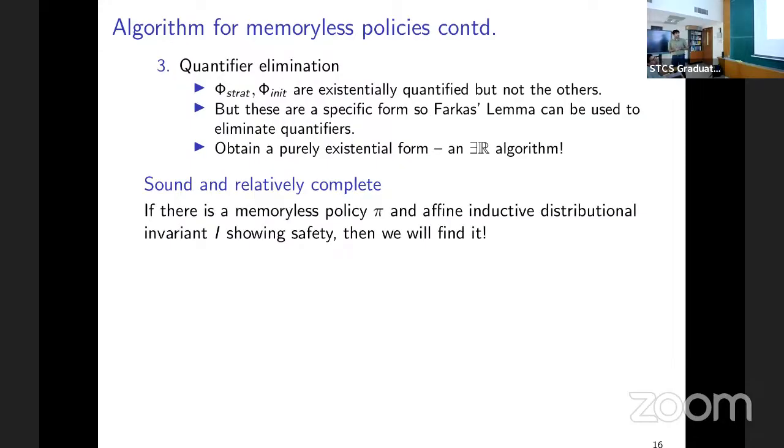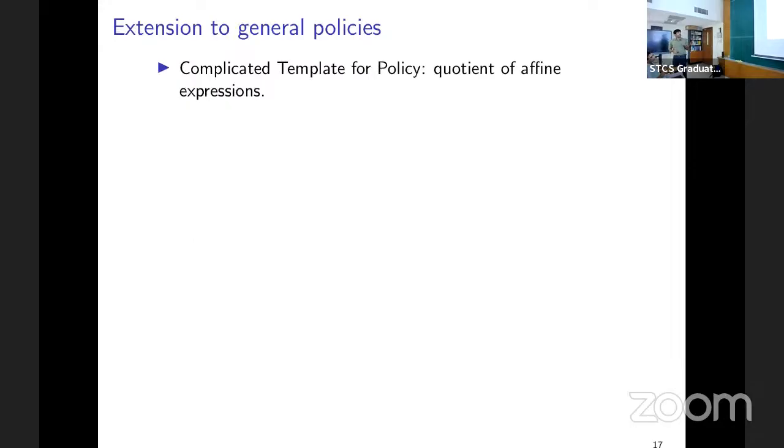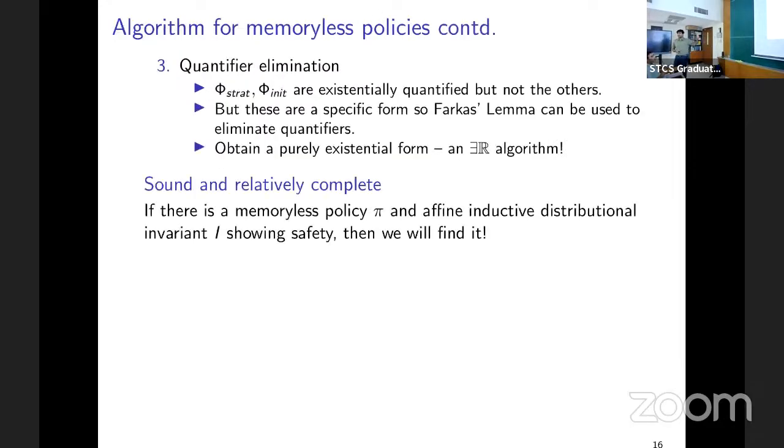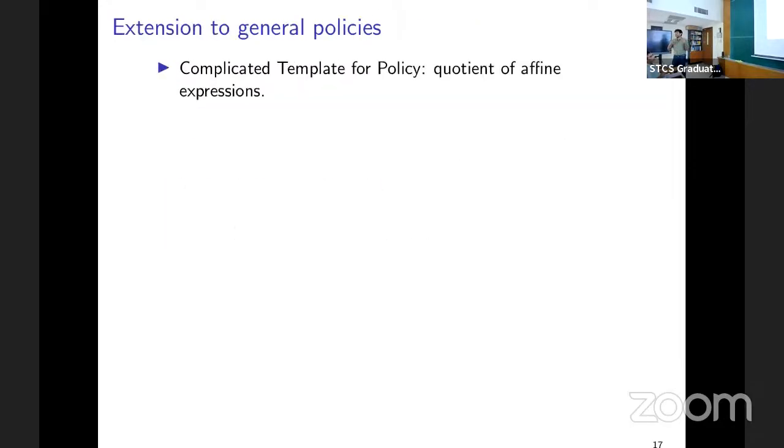And the theorem that we can actually prove is that if there exists a memoryless policy and if there exists an affine inductive distributional invariant, so showing safety, we will find it by just increasing this ni. If there exists one, we will find it, and whatever we find will always be correct. So we have soundness and what is called relative completeness. That's the technical part. So now I just hand-wave away all the complications.